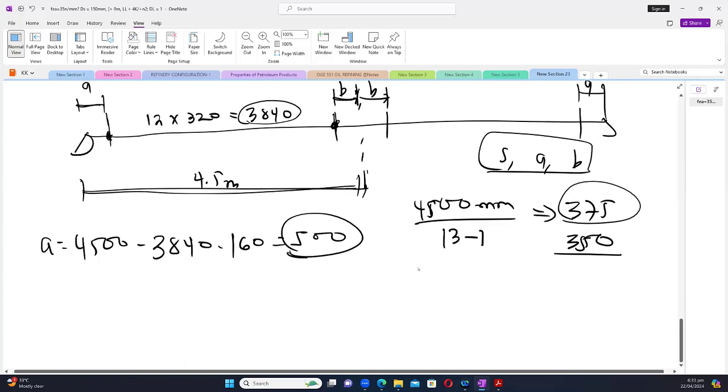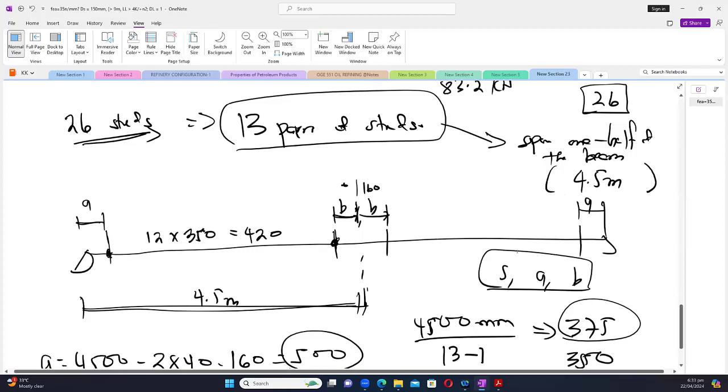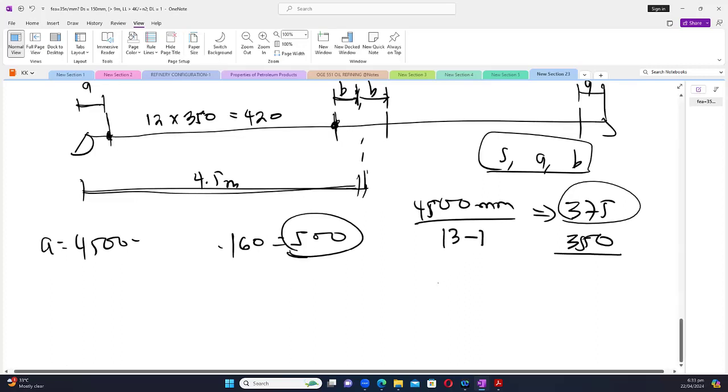If 350, then we'll now have 12 times what? 350, right? Okay, and what do you get? 4,200. Then B will be what? I gave you a formula for B. B is what? 175. Then what will be A now? 125. Yeah, this looks nice.